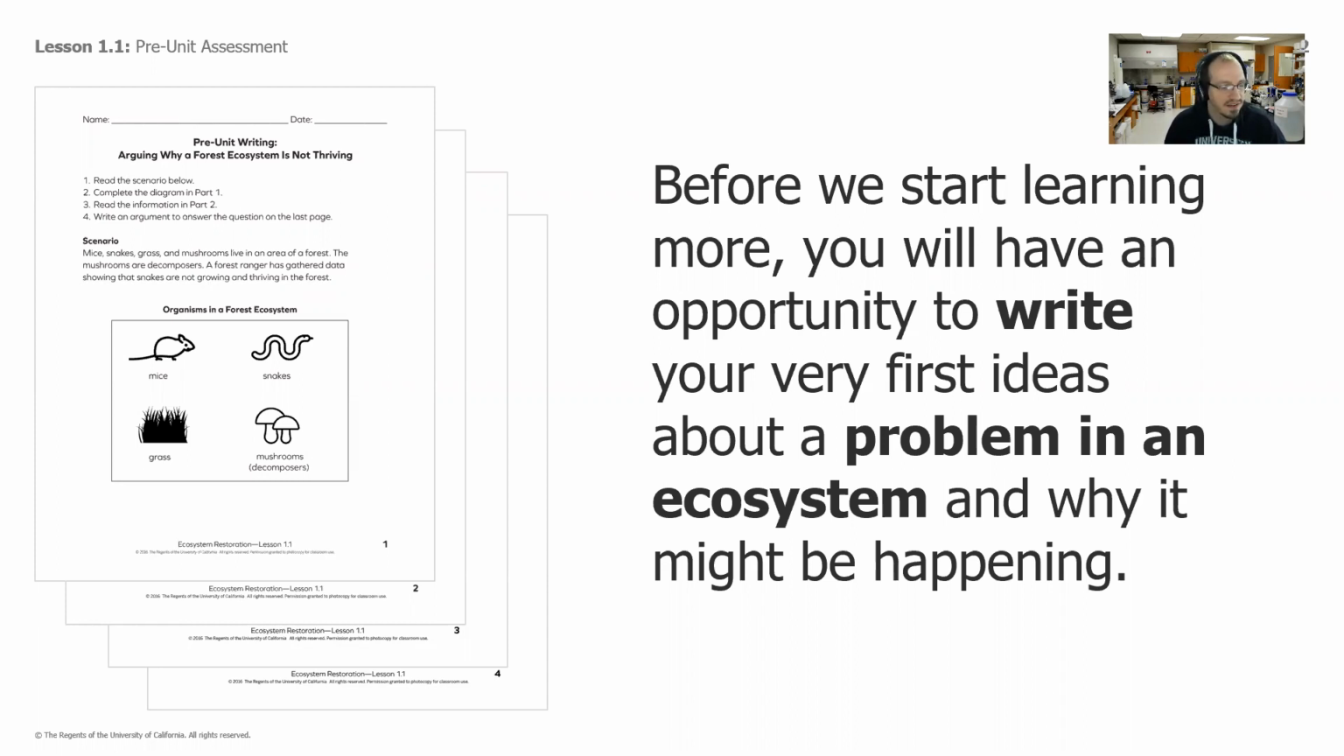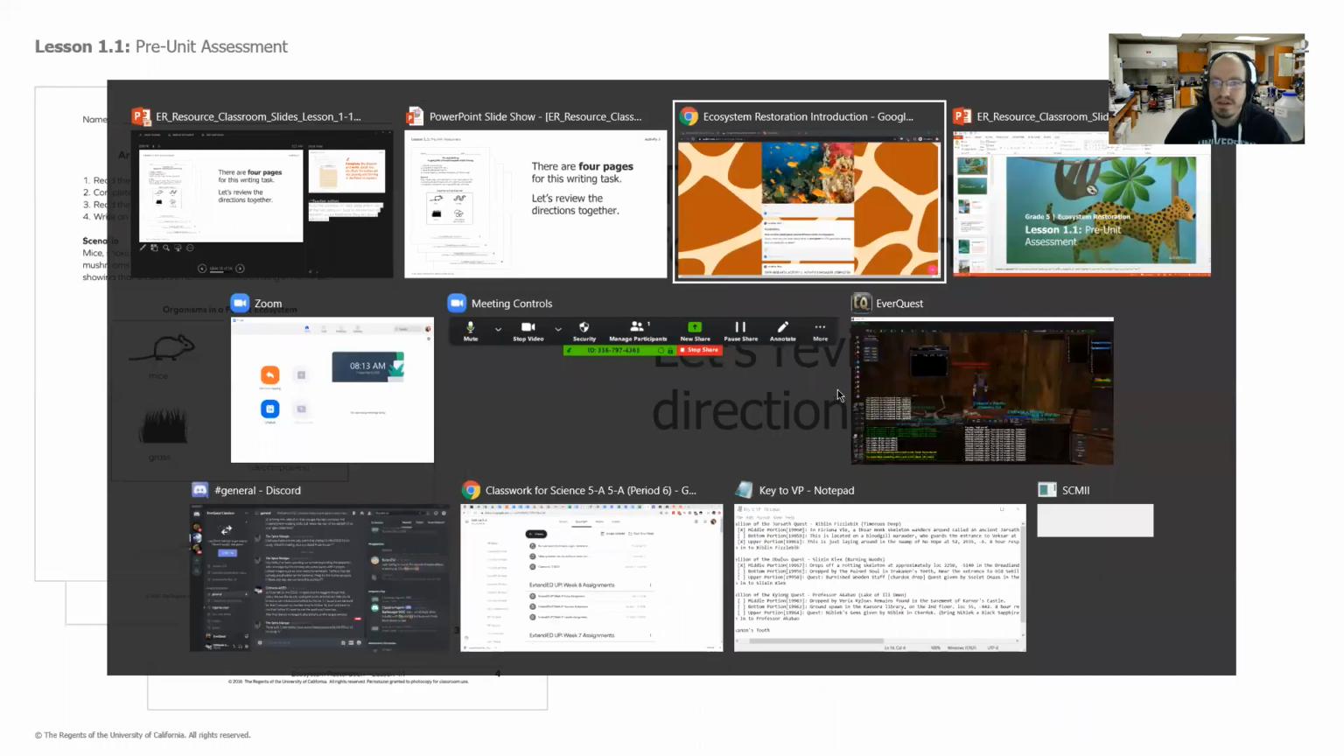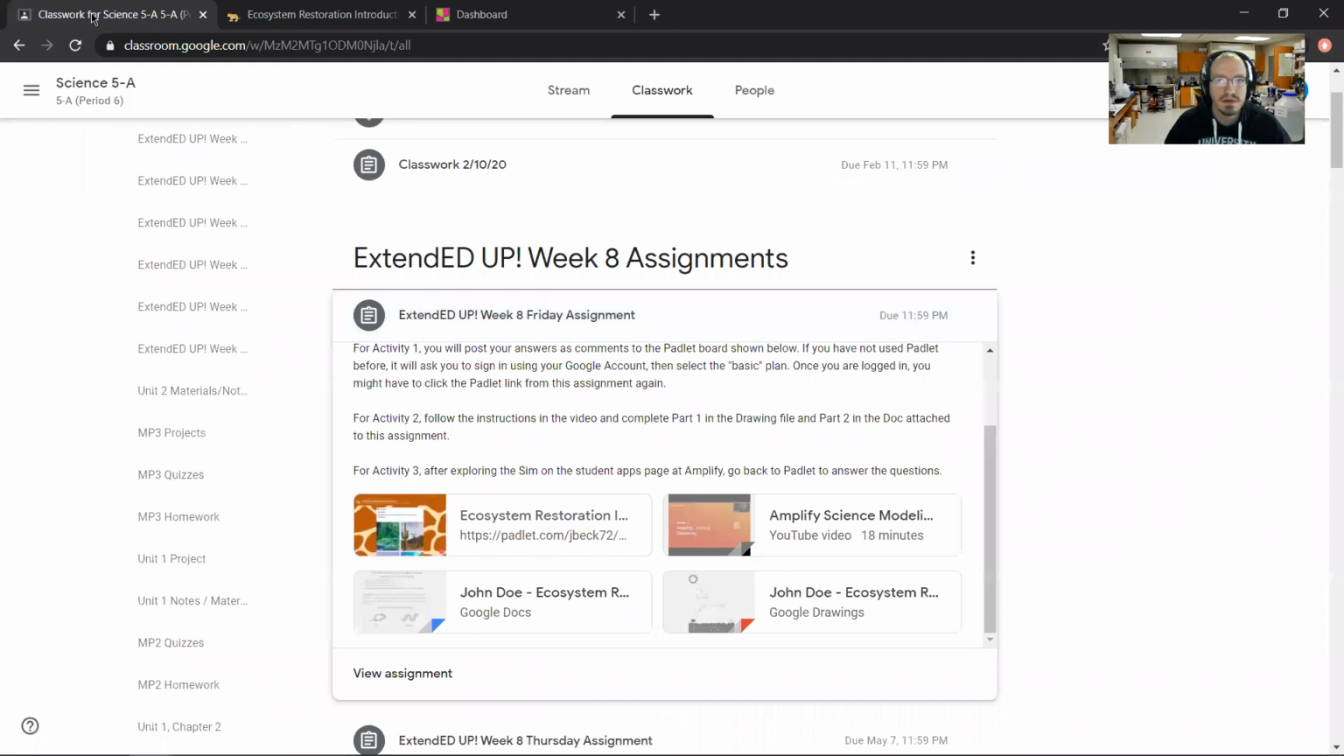So I want to give you time to reflect on what you might already understand and what you don't understand yet. So this reflection is an important thing because it's going to help you prepare for learning new things. It's not a test. Don't worry if your ideas are correct or incorrect. And I don't expect everybody will understand everything about the ecosystem yet. So there are 4 pages in the writing task, and we're going to go over the directions together. So where you're going to find this one is if you go back to your classwork. Here's the assignment right here.